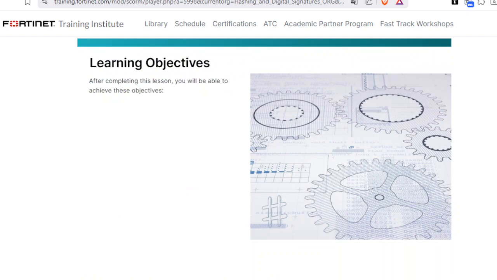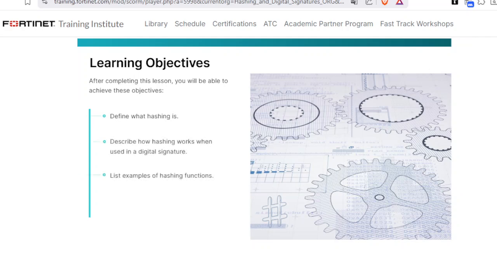After completing this lesson, you'll be able to achieve these objectives. Define what hashing is. Describe how hashing works when used in a digital signature. List examples of hashing functions. Describe common hashing attacks and the preventative measures.